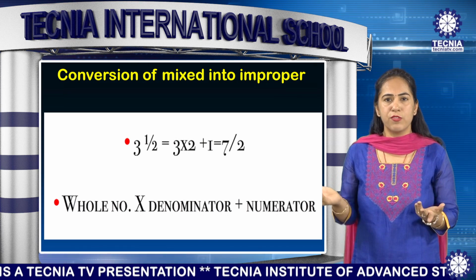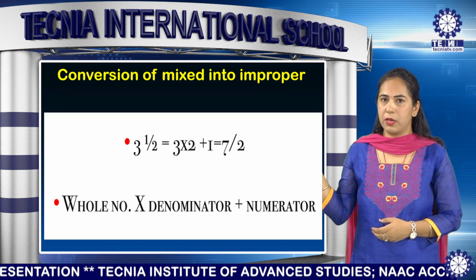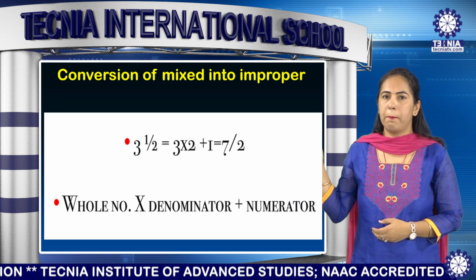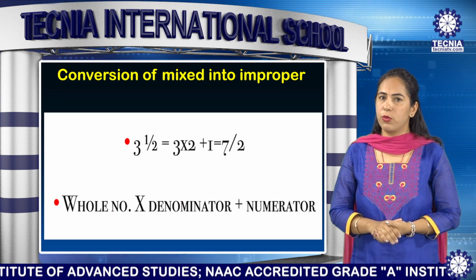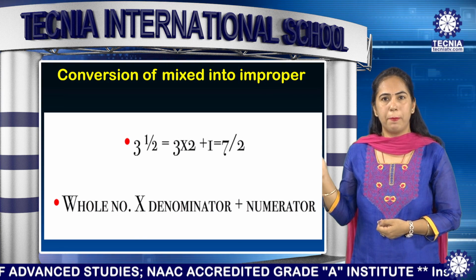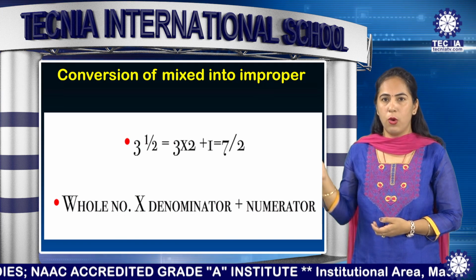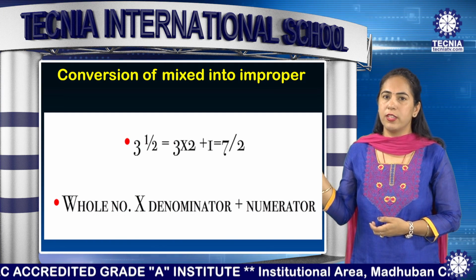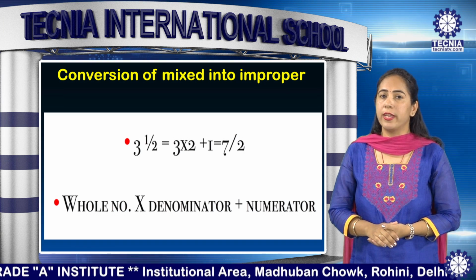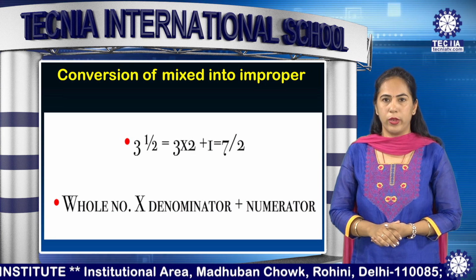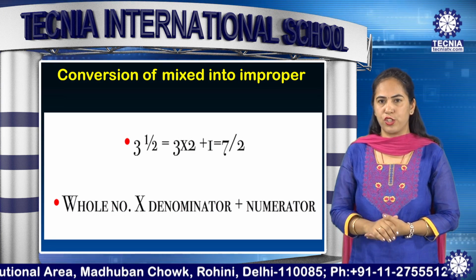Converting mixed fractions into improper fractions. You can convert a mixed fraction into an improper fraction by using this formula: whole number multiplied by denominator plus numerator. For example, 3 1 by 2 is equal to 3 multiplied by 2 plus 1, which becomes 7 by 2. Here 3 is the whole number, 1 is the numerator and 2 is the denominator. First we multiply 3 with 2, so we get 6, and then we add 1 to it, so the answer becomes 7 by 2, which is an improper fraction.